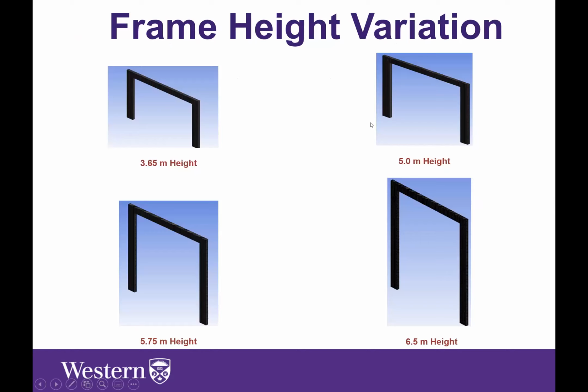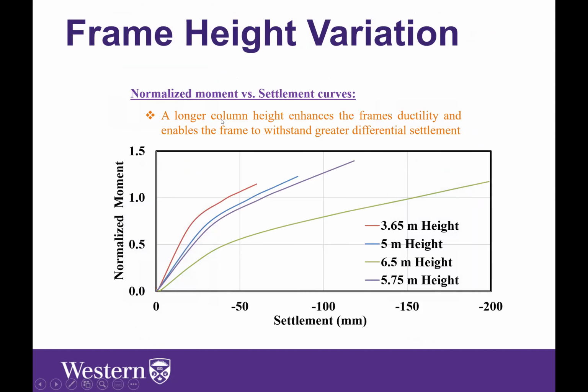Okay, so we have the same study with frame height variation, as you can see over here. And we normalize the moments against the normal moments that would be obtained from the dead and live loads. And as you can see over here, as expected, the height increases the ductility and it allows the frame to withstand greater differential settlements. So shorter frames would be more prone to damage than taller ones.